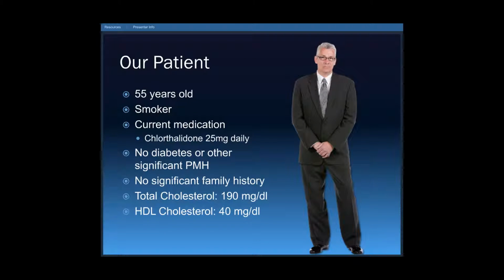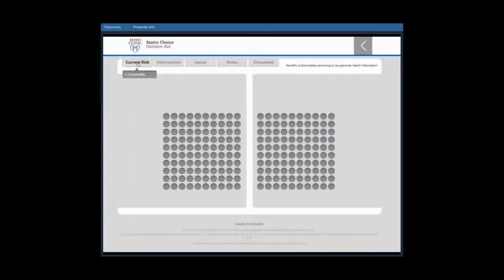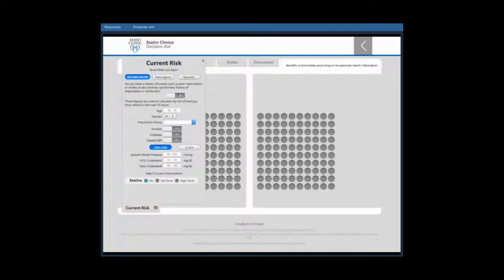Let's walk through another scenario. Now I have a 55-year-old male who is otherwise identical to the last patient. This time I'm using the Mayo Clinic Statin Choice Decision Aid, which allows you to show your patient the risk and benefits of treatment. It can use one of several different models to help you calculate the risk, and this time I'm using the one from the ACC-AHA guidelines.